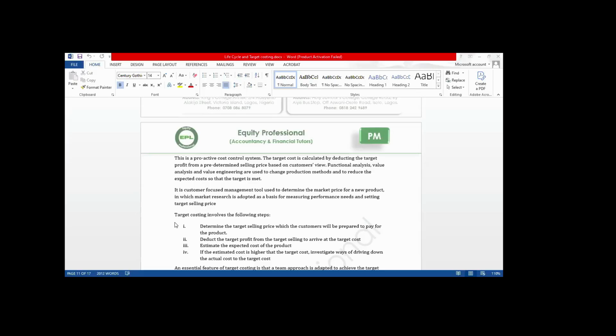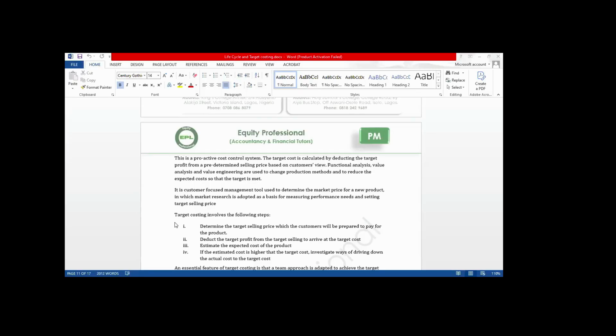Then, having established the target cost, the company will now carry out cost estimation. The company will try to estimate the cost of the product: material cost, labor cost, any overhead cost. The company will now try to calculate the expected cost of the product.